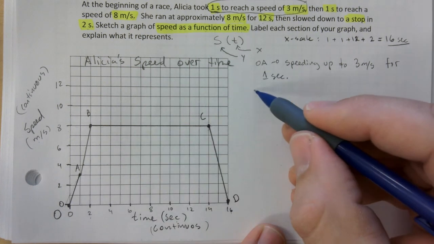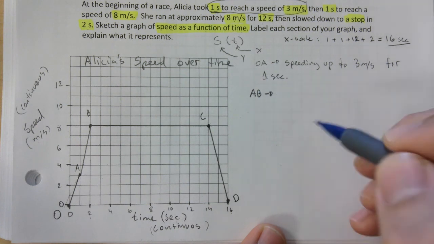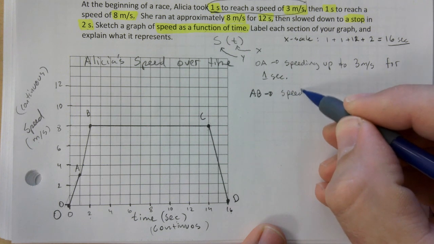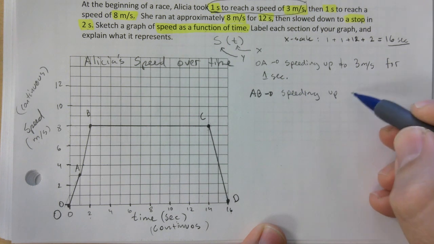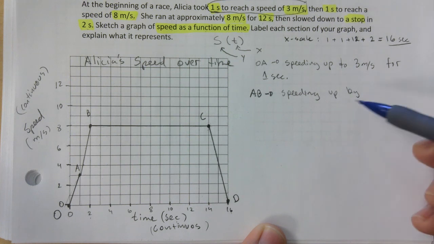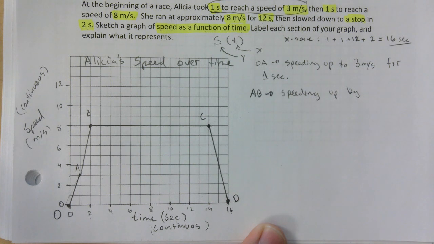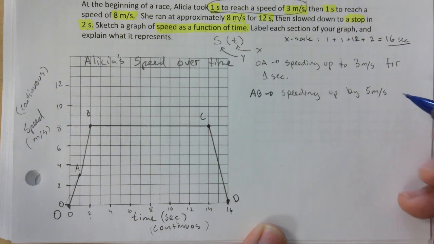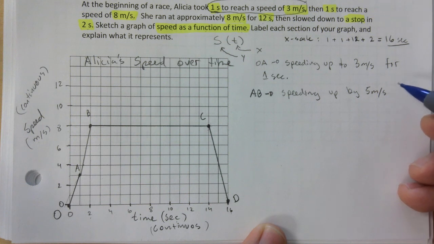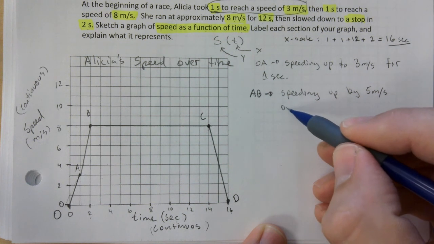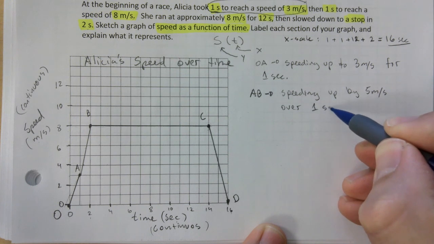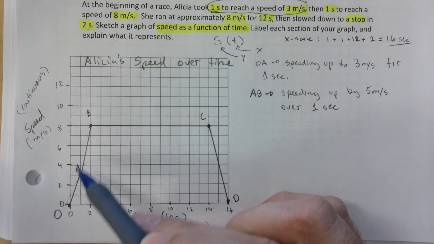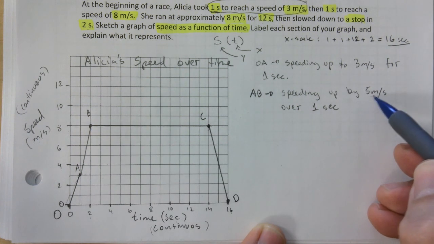And then A to B, we're speeding up by, how much are we speeding up by? If you go from 3 to 8, you sped up by 5 meters per second over 1 second. It took you 1 second, like if you look along the x-axis, to go from 3 to 8. Okay, so 5 meters per second there.